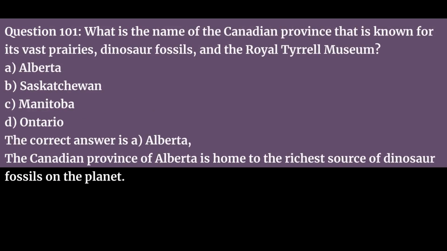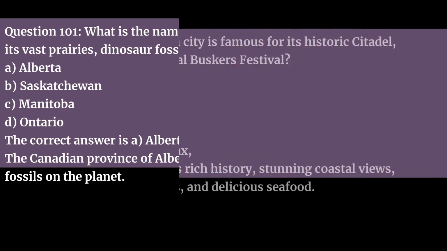Question 101. What is the name of the Canadian province that is known for its vast prairies, dinosaur fossils, and the Royal Tyrrell Museum? A. Alberta. B. Saskatchewan. C. Manitoba. D. Ontario. The correct answer is A. Alberta. The Canadian province of Alberta is home to the richest source of dinosaur fossils on the planet.